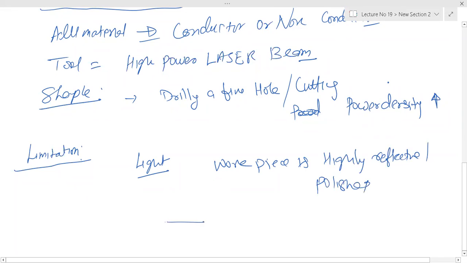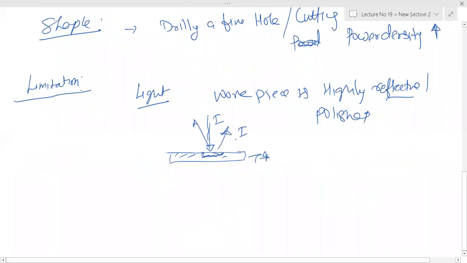Means you have a workpiece that is highly reflective. So when light falls, it will get reflected, right? No energy will be absorbed, because once the material absorbs energy, only then will heating occur. But if reflectivity is high, whatever energy comes, suppose I energy comes, if I gets reflected, then nothing will be absorbed. If nothing gets absorbed, then how will temperature increase? The melting heat will not be available. So the limitation is that the workpiece, if it is highly reflective, right?